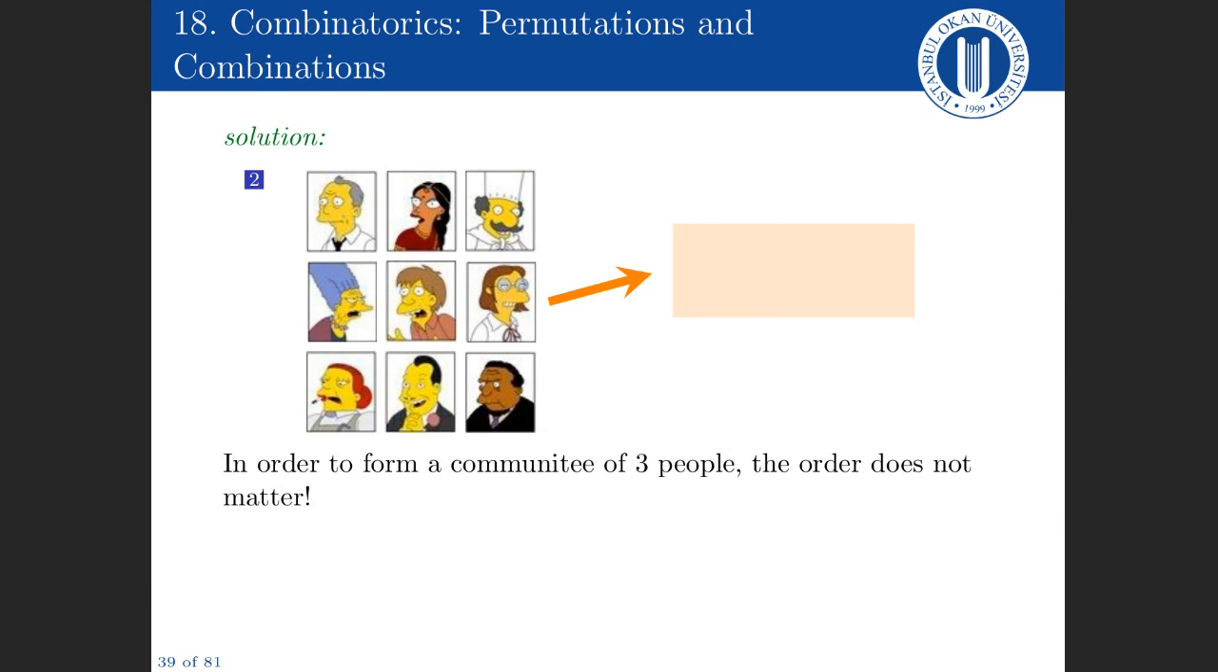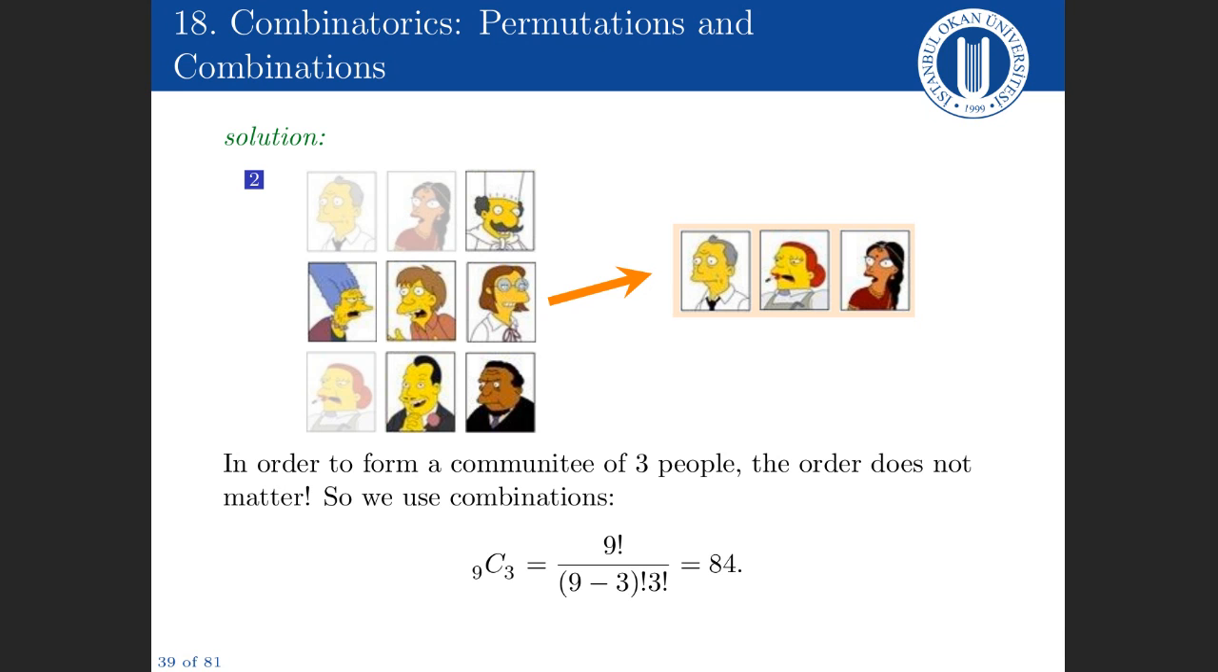Now let's suppose from these 9 people, we're going to choose 3 people to be on a committee. Here, the order we choose them doesn't matter. When the order doesn't matter, we use combinations. 9 choose 3 is equal to 84. There's 84 different ways to choose a committee of 3 people from 9.